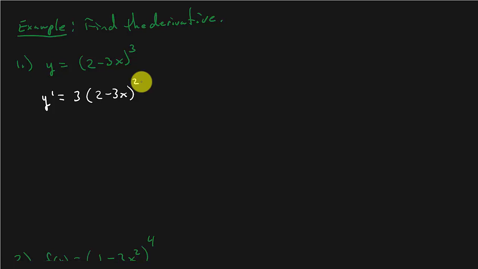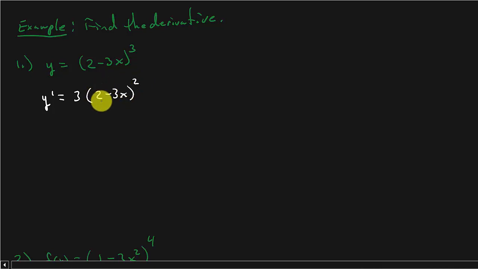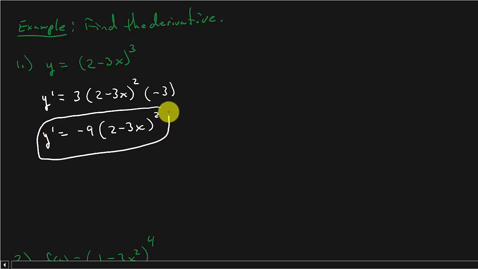Now it's times the derivative of what's inside the parentheses. So what's the derivative of 2 minus 3x? Well, that's negative 3. So we get y prime is negative 9 times 2 minus 3x, squared. And there's your answer. All right.